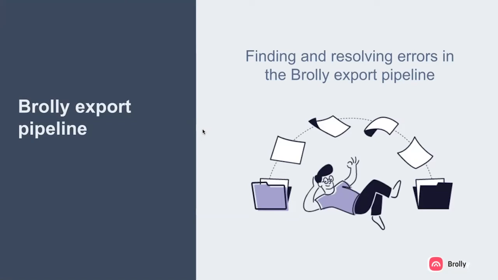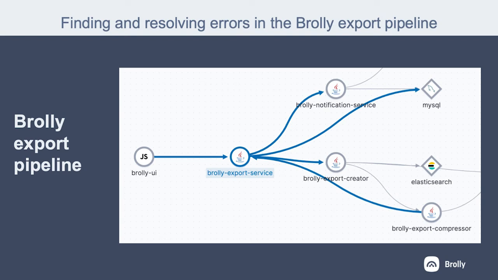Here, as an example, we will be looking at the pipeline of the HTML format export. We will be adding a simple bug to one of our services in this pipeline and show you how we find and resolve the error quickly using the Elastic features. So in Brolly, if you create an HTML export and then look at the service map inside the Elastic APM and focus the service map for the HTML export pipeline, you will see the interactions of different services here.